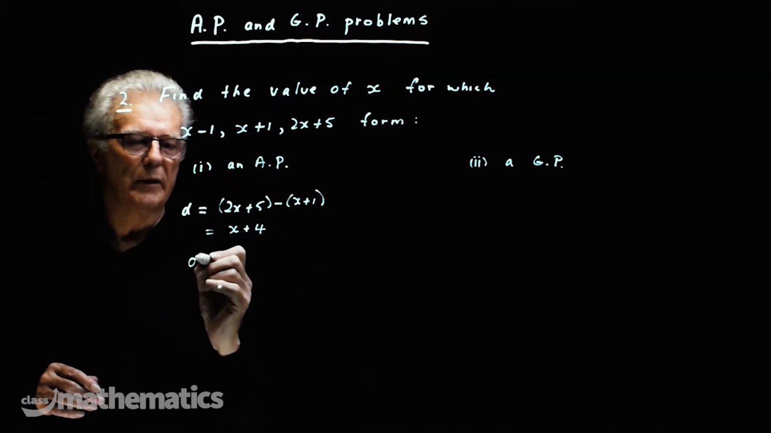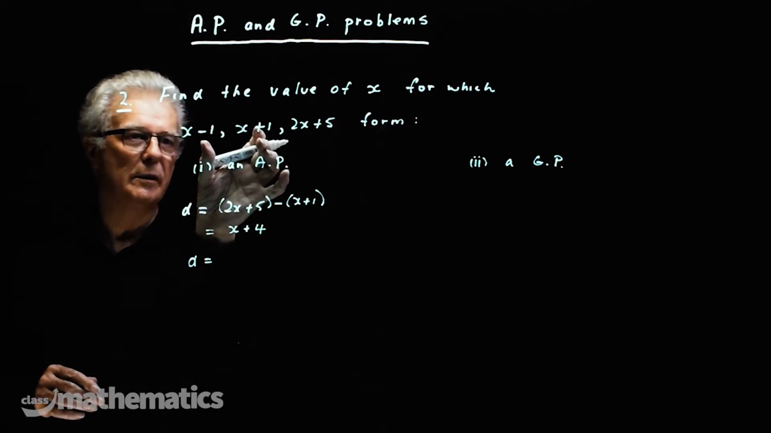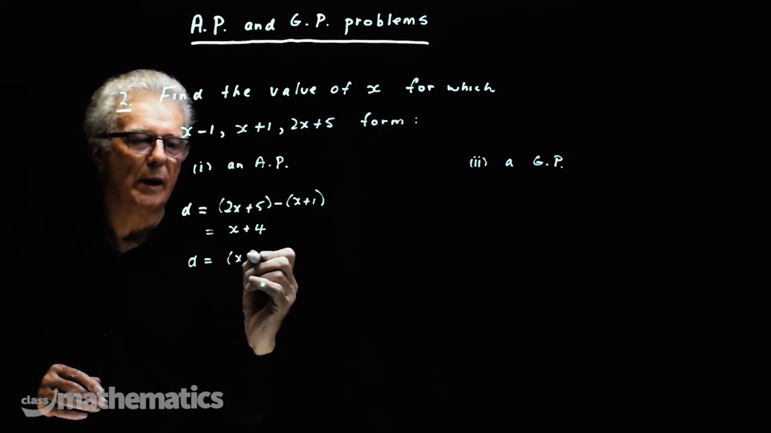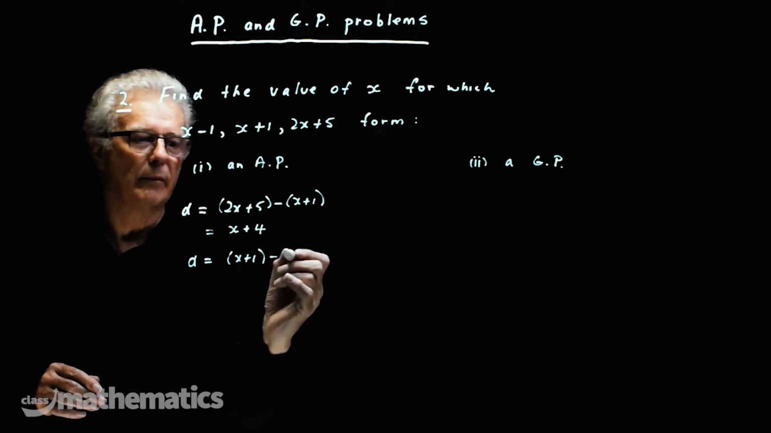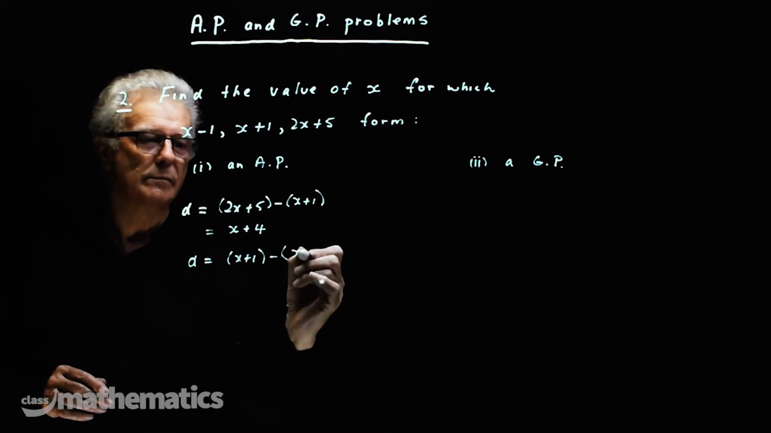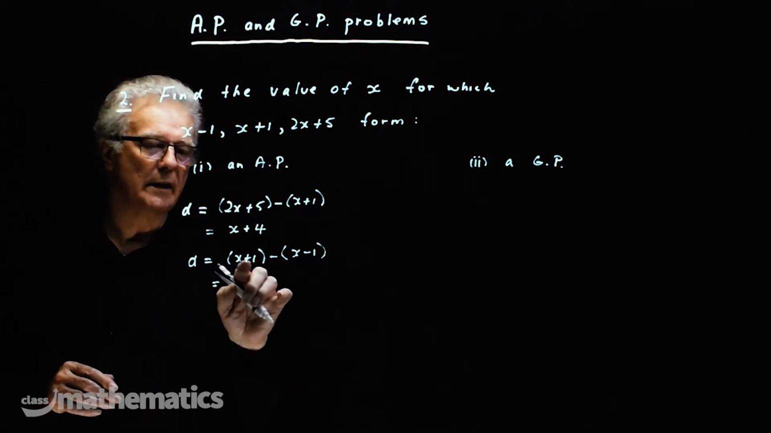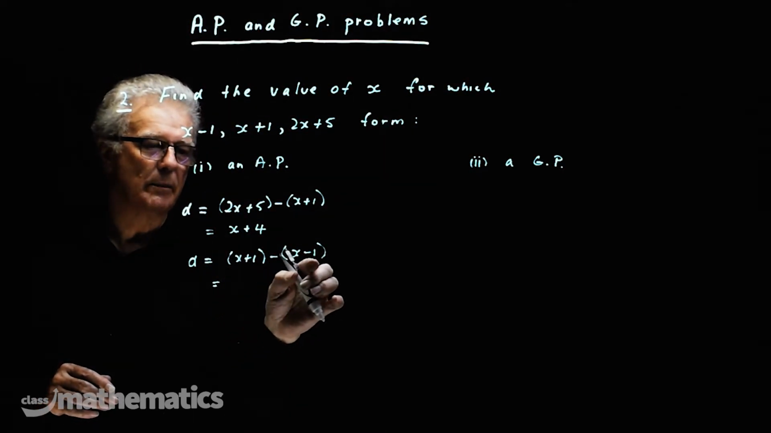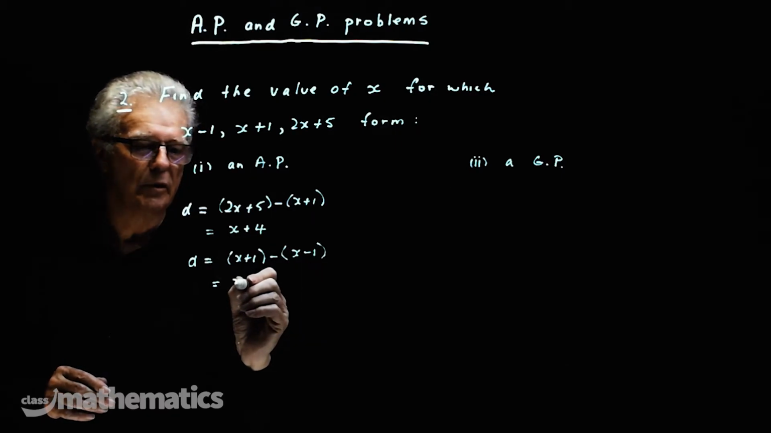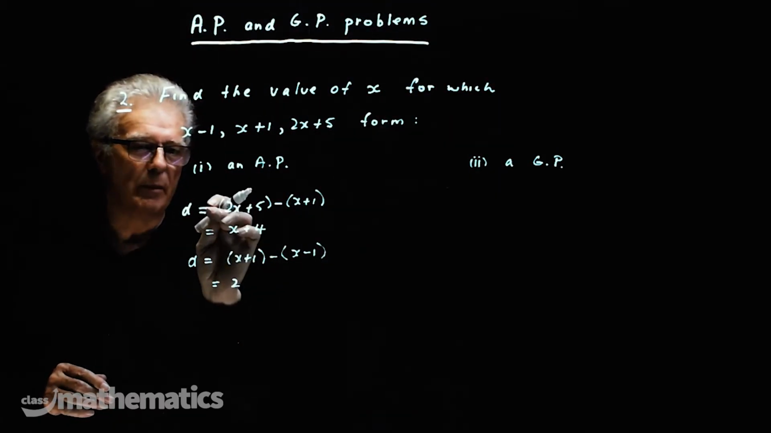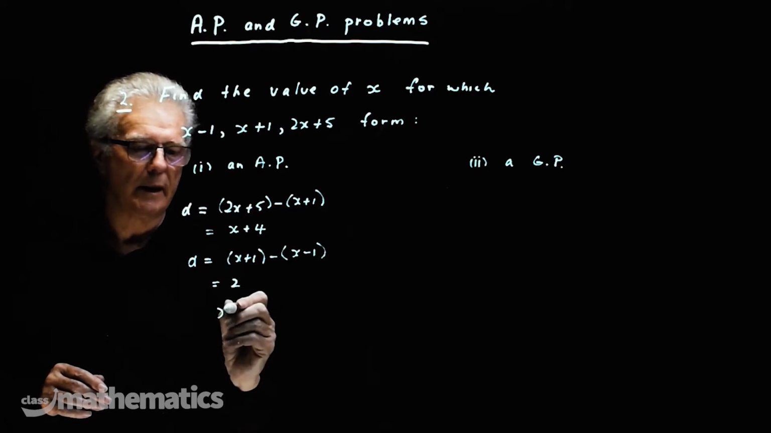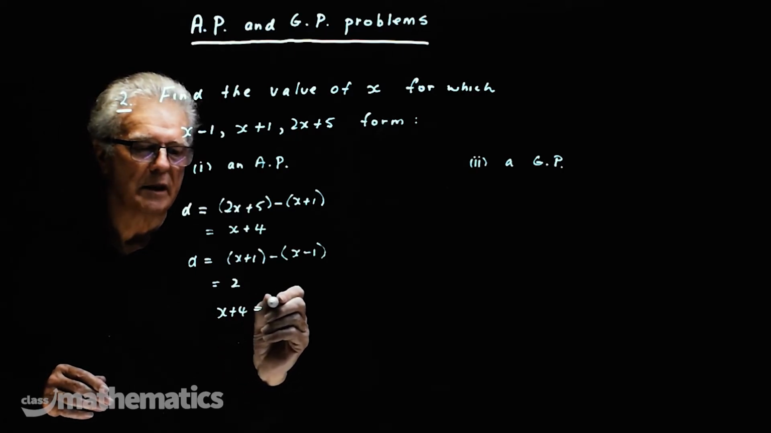Now then, we know the common difference will be the same for these two. So we'd say that x plus 1 minus (x minus 1). Just need to be careful with the signs, that's all. Now notice here that the x will go out, a minus and a minus will give you a plus, so that's equal to 2. Because the common differences must be the same, x plus 4 must equal 2. So in this case, x is equal to minus 2.